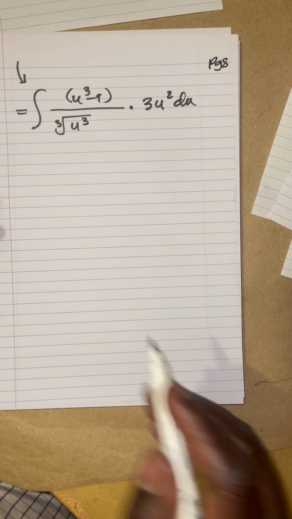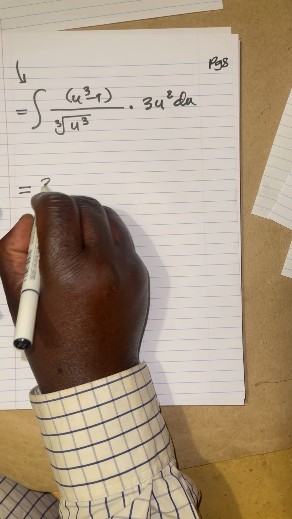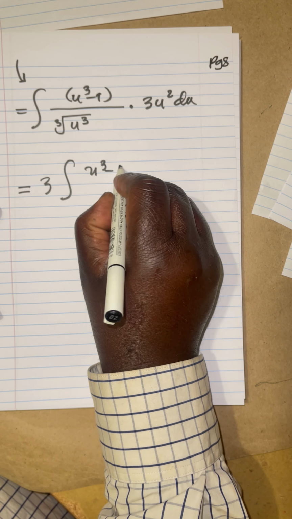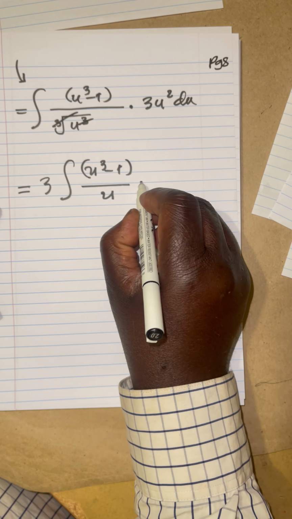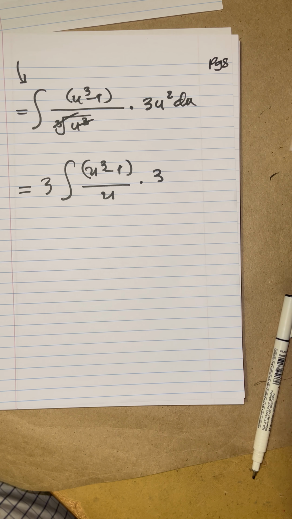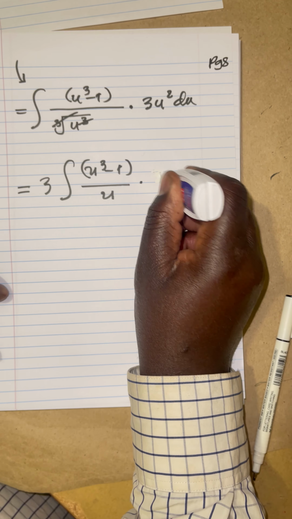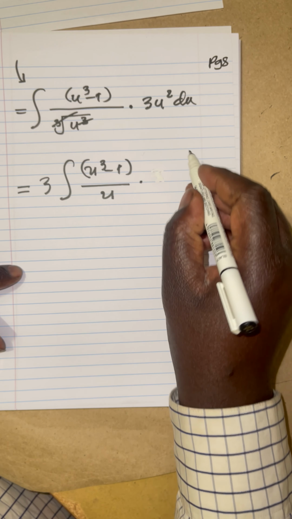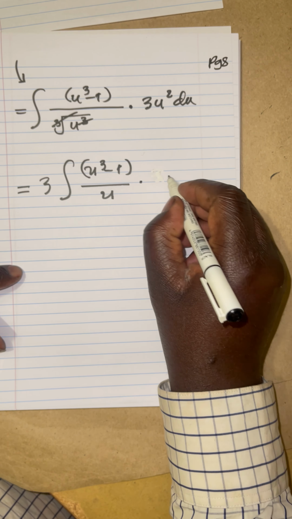Take 3 out because it's a constant. You're going to have 3 times the integral of u³ − 1, let me put this in brackets, all over u times 3. This cancels that. The 3 must go because I've taken it to the left hand side. Let me get rid of it from here. And I'm going to say that expression there multiplied by u² du. Now this cancels one u.